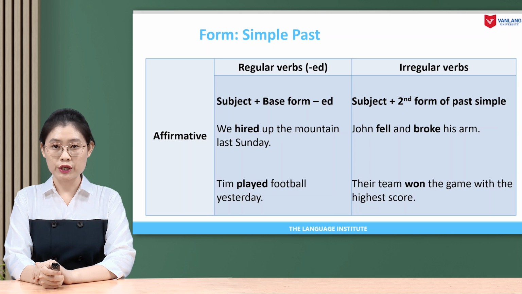For example, John fell and broke his arm. So fell and broke are the second form of past simple. Another example for irregular verb is the team won the game with the highest score. In this case, won is an irregular verb. You cannot add ed, but you change the verb there into the second form of past simple, won.